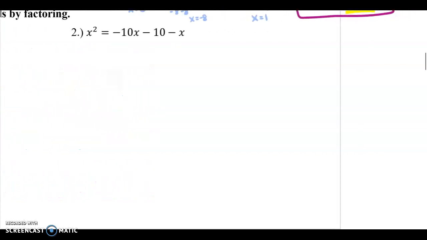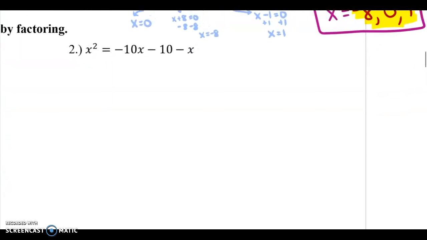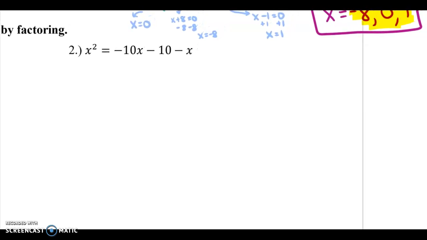Looking at number 2. So this is not set equal to 0. So what I'm going to do is, I know you might be tempted to move over the x squared to the other side, but if you do that, you're going to have a negative leading number, and you don't want a negative leading coefficient. So I'm actually going to move all of these terms over to x. So I'm going to add over the 10x squared. I'm going to add over the 10, and I'm going to add over the x. I know it seems like a lot of work, but that way you have a positive leading coefficient.